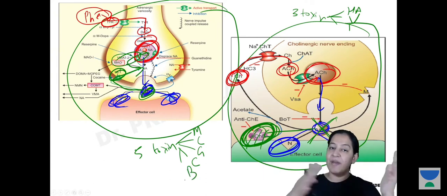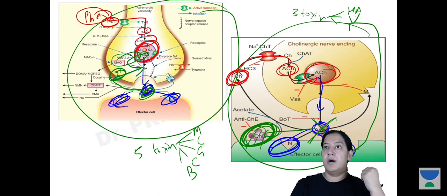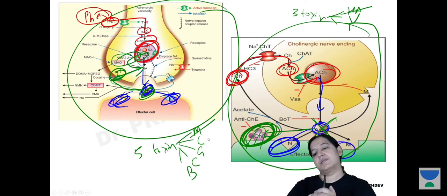So you have to compare which step is inhibited. So here, hemicolinium is compared with methyl dopa. Likewise, you have to compare the toxins also. So that was the whole story.